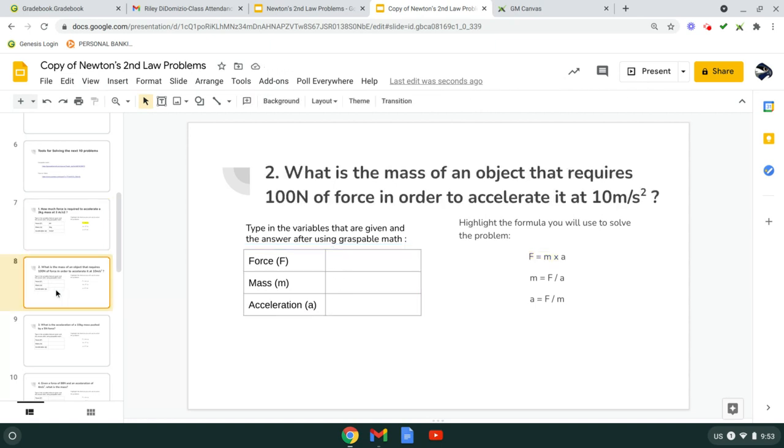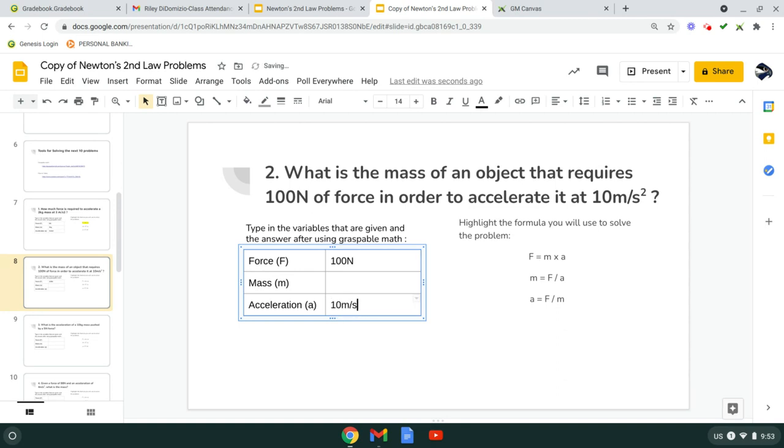Number 2, I'm going to do the first 5 for you. So number 2, what is the mass of an object that requires 100 Newtons of force in order to accelerate 10 meters per second squared? So we're looking for the mass. It's giving us the force. The force is 100 Newtons. The mass, we don't know. The acceleration is 10 meters per second squared.